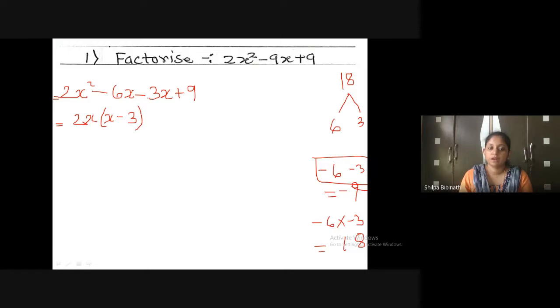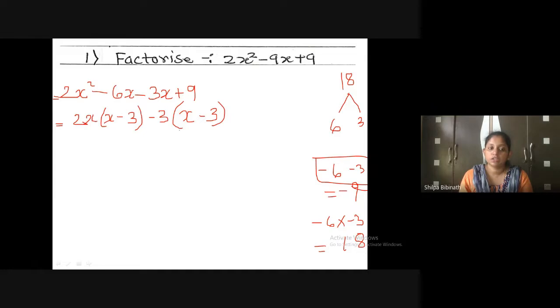Now here, what can be taken as common? We can take minus 3 as common. And here, what will be remaining? X. Here minus into minus will give you plus. And 9, 3, how much are 9? 3 3s are 9. So here this bracket and this bracket should match with each other.